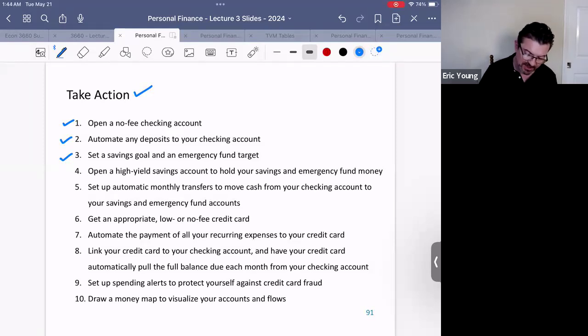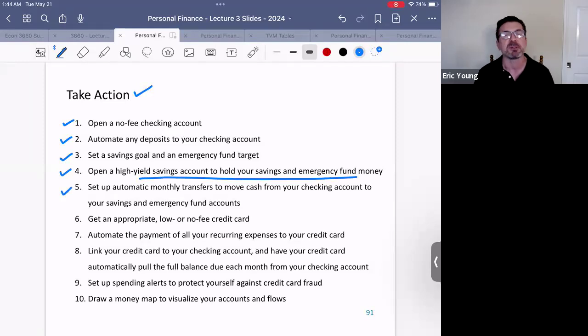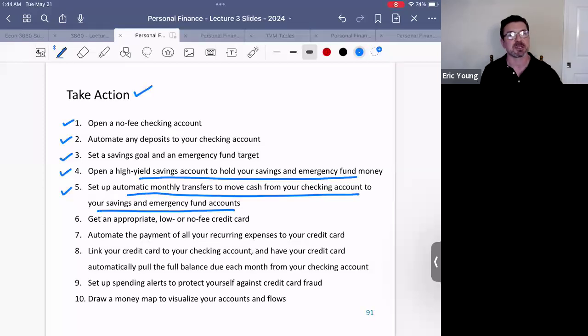Then once you have the savings and the emergency fund goal, open up a high yield savings account to hold that money. And then set up automatic, again, always automating, building up a great infrastructure that's human proof. Set up automated monthly transfers so that cash will automatically go from your checking account into your savings account and into your emergency fund till you build up to your goal level. Of course, you know now that this requires an NCF positive life.